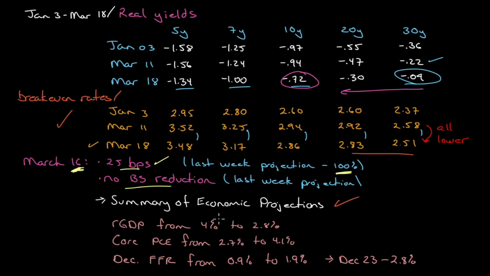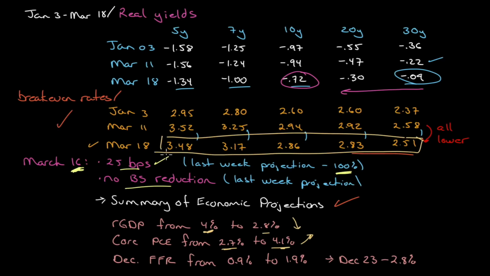But just some highlights from the summary of economic projections. Real GDP was 4% at the end of December. Going into 2022 has been lowered to 2.8% for the U.S. Core PCE, the forecast was 2.7 at the end of December, is now 4.1. So you have real GDP growth decreasing with inflation actually increasing. So to have this drop in inflation expectations is a little bit at odds with this, and we'll look at what the OECD says or what they're suggesting as well.